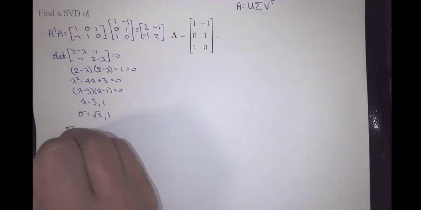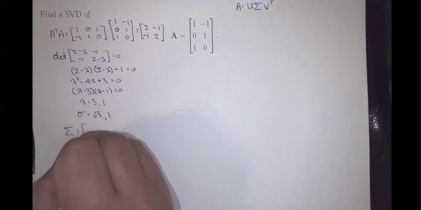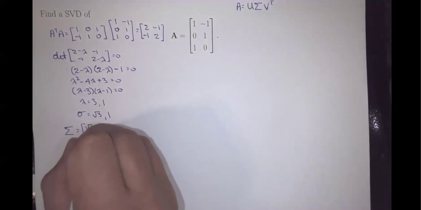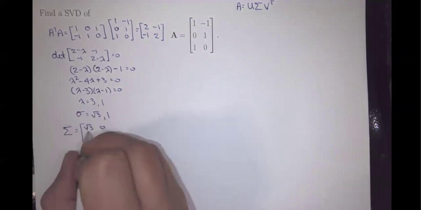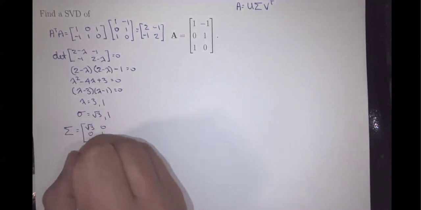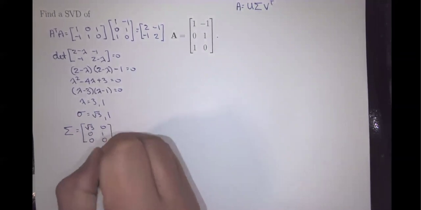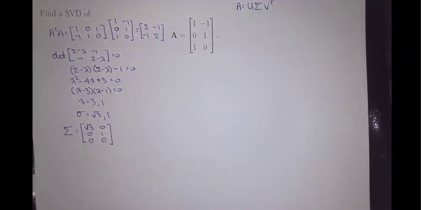So our matrix sigma is going to be root 3, 0, 0, 1, 0, 0, because again, our matrix sigma has to be the same dimension as A. Next, let's find our eigenvectors.